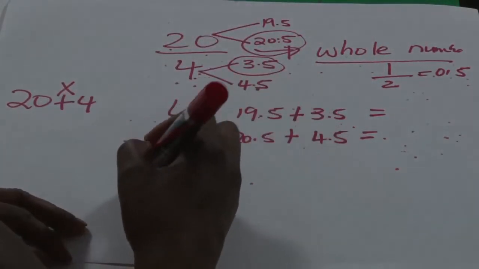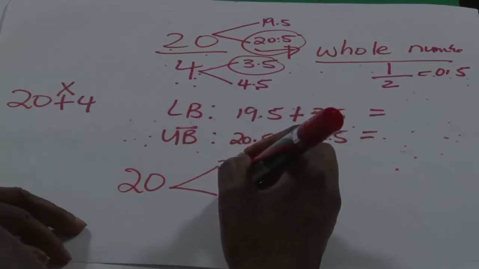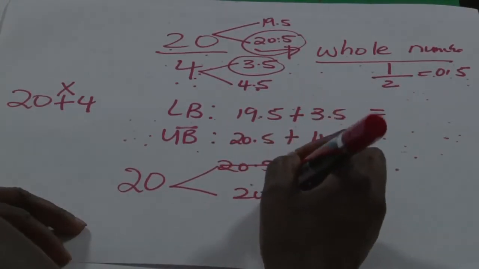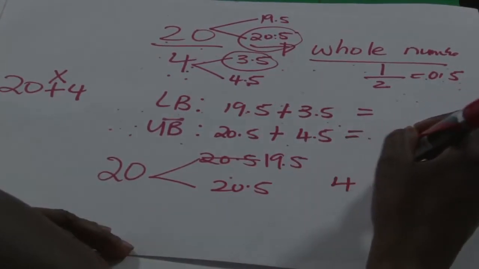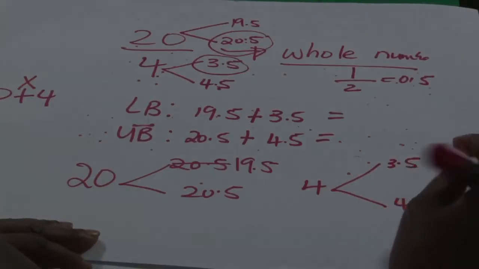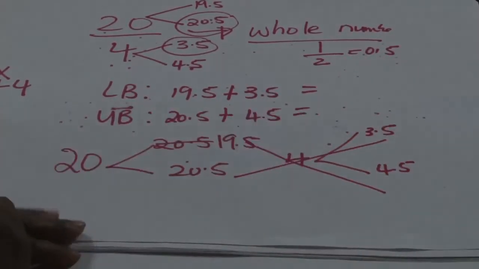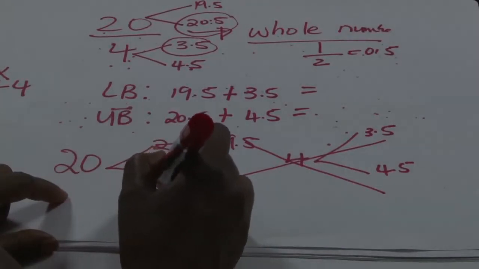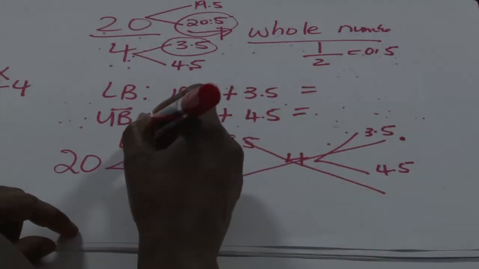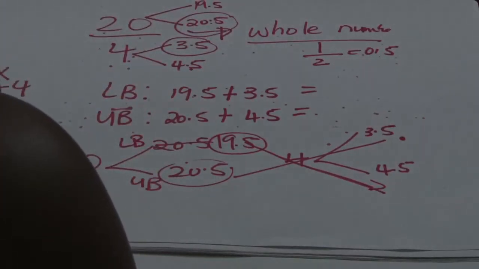So I like writing my numbers like 20. It's 19.5 for the lower bound and 20.5 for the upper bound. And 4, I write it like this. It's 3.5 for the lower bound and 4.5 for the upper bound. Then from there, I cross. To get the upper bound, I take this one minus that, 3.5. And then to get the lower bound, I take this minus that. And this is the same for division as well.